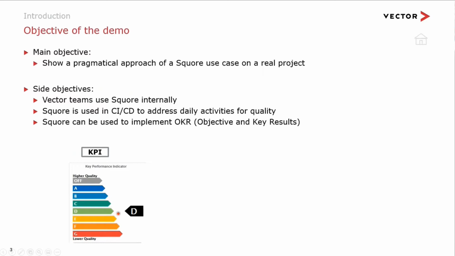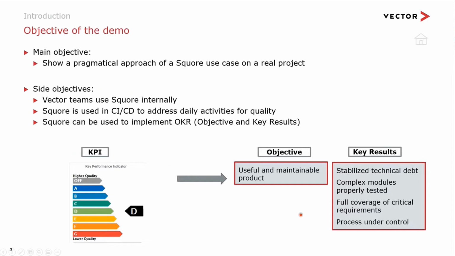But in reality, we would need more objectives and key results as an assessment. So in that project, we decided to have an overall objective, which is having a useful and maintainable product. And the way we want to reach this objective is to implement the key results, which are the following: having a stabilized technical debt, making sure that all complex modules are properly tested. Also implement all critical requirements and make sure that they are well tested as well. And we want a perfect control of the process.